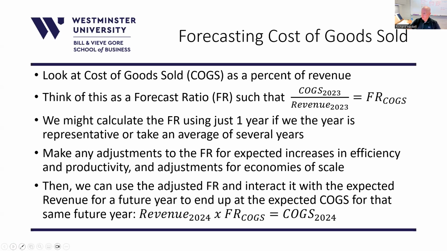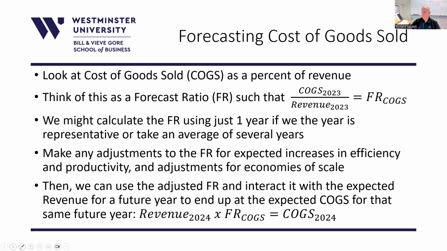We then need to think about forecasting cost of goods sold. It's reasonable to expect that cost of goods sold for any one period divided by the revenue for that period will give us a forecast ratio for cost of goods sold, or some percentage of our revenue that we can think of as cost of goods sold. And if you know this number for a given period, and if that period is representative, or you know this number as an average for several periods. Say we took the average of the cost of goods sold for the last 5 years and divided it by the average revenue for the last 5 years.